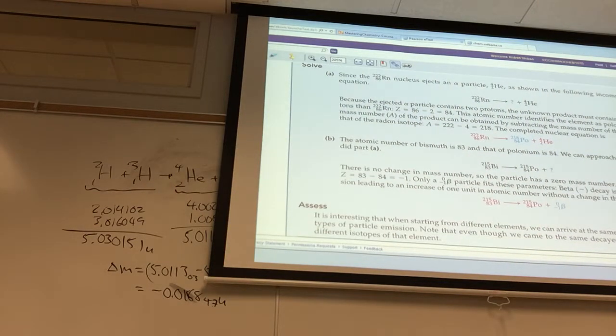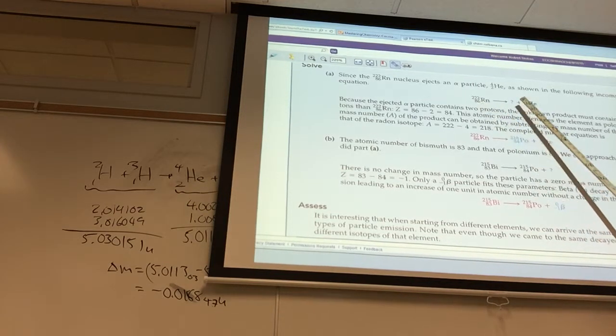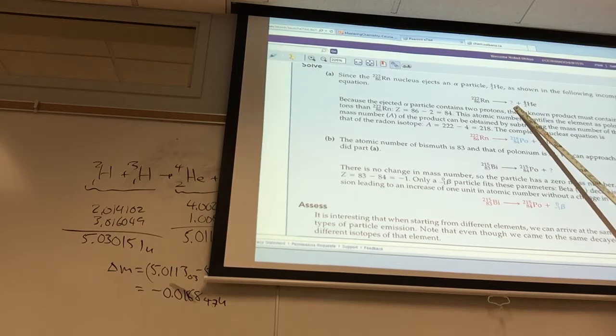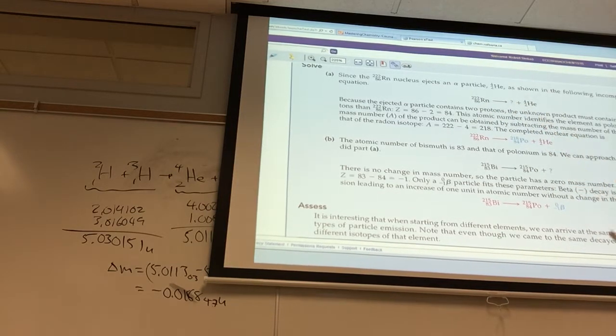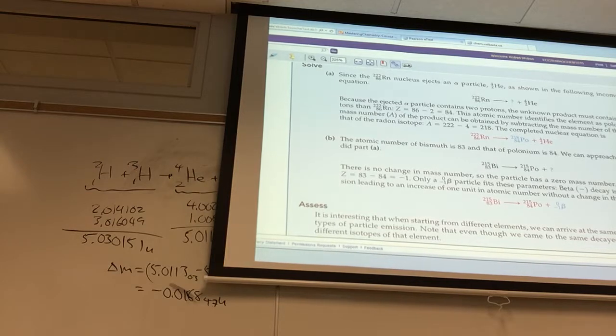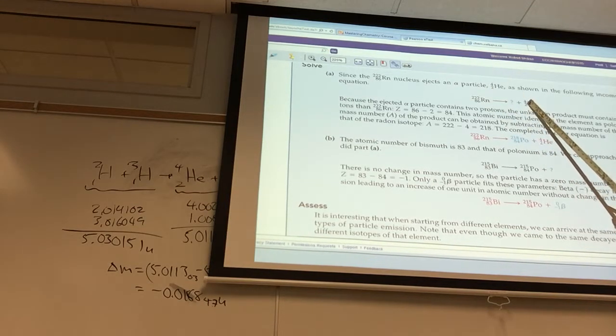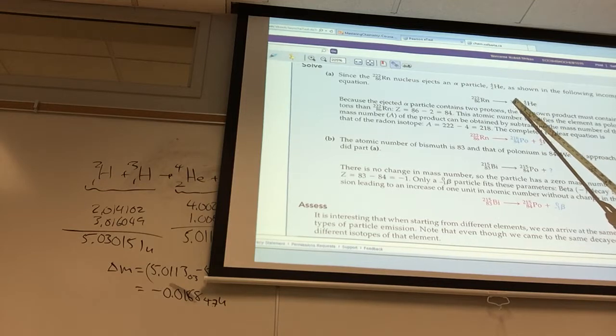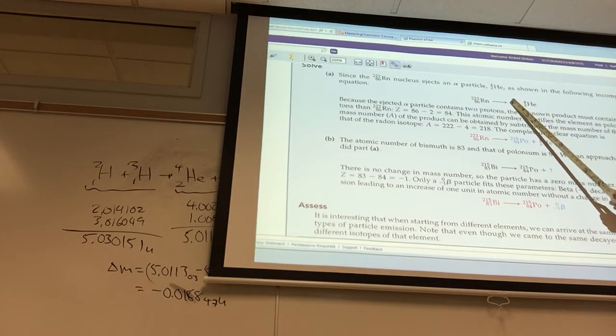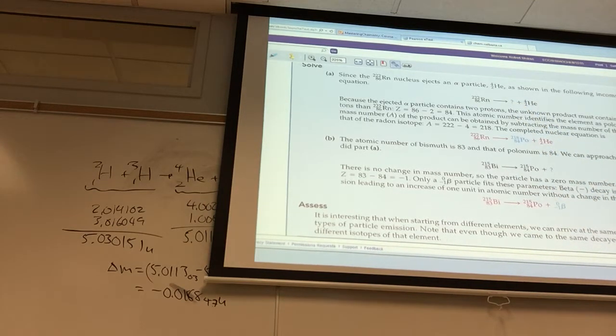All right, so if you look at your homework, you don't really have to do much other than just predict this. And so here, 86 means this must be 84. Element 84, just look it up down here, is polonium, and then 222, this must be 218. So it's polonium 218. This is the type of thing you'd be expected to do.